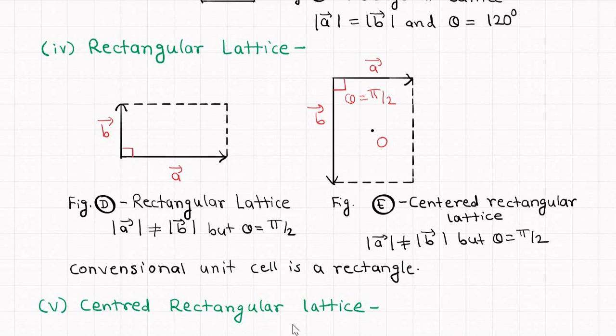Next is centered rectangular lattice. Figure E shows centered rectangular lattice. In this type of lattice, mod of vector A is not equal to mod of vector B, but theta is pi by 2. A rectangle is formed when all the nearby lattice points about a given lattice point O are connected. Means there is a lattice point which is placed at the center of the rectangle. Hence, this lattice type is known as centered rectangular lattice.